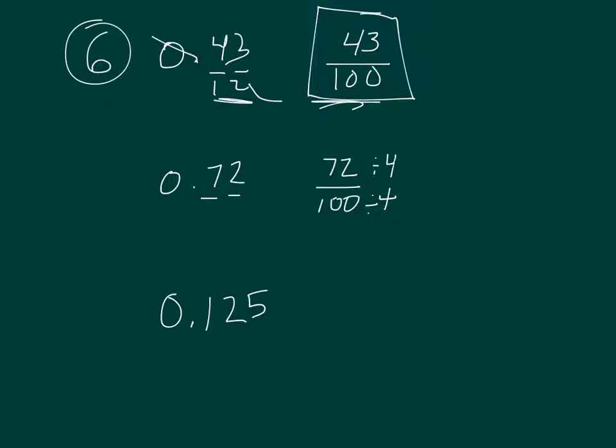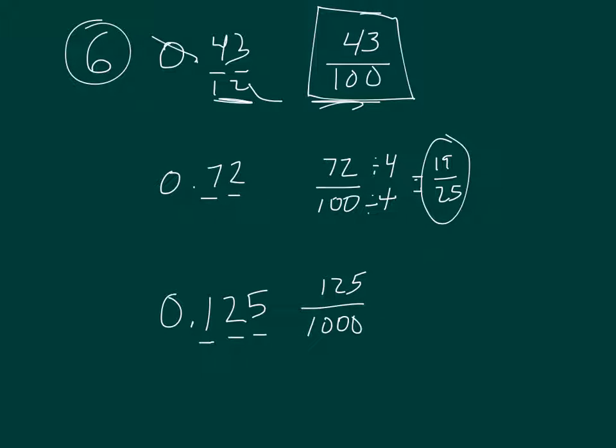And I end up getting 19 over 25 for this one, so that one would need to be simplified. Here I have one with 1, 2, 3 decimal places, so this would be a 125 over 1,000.